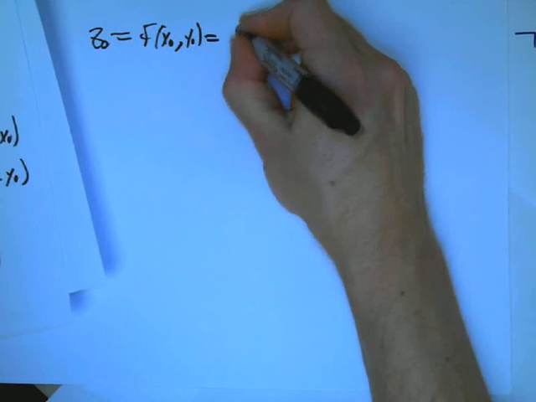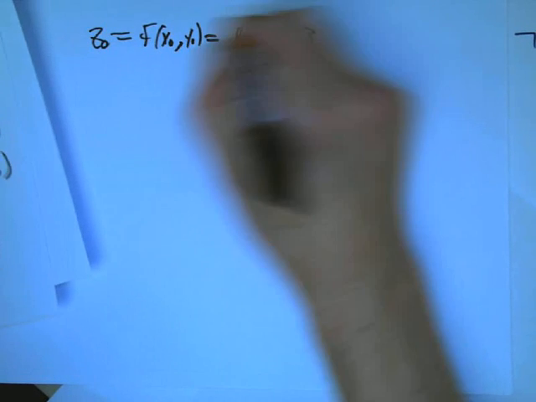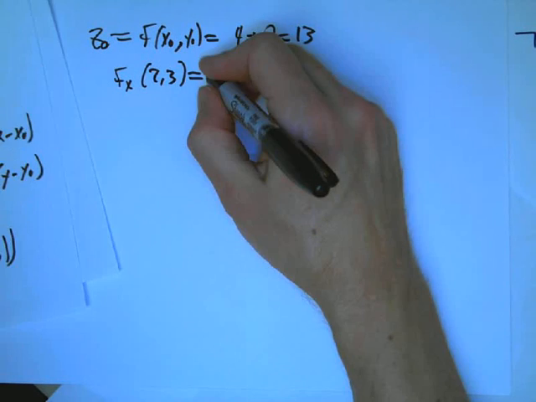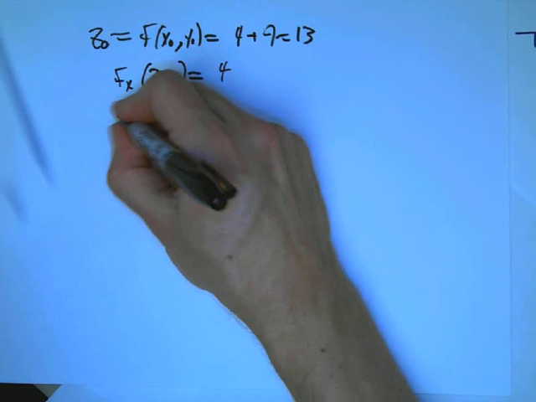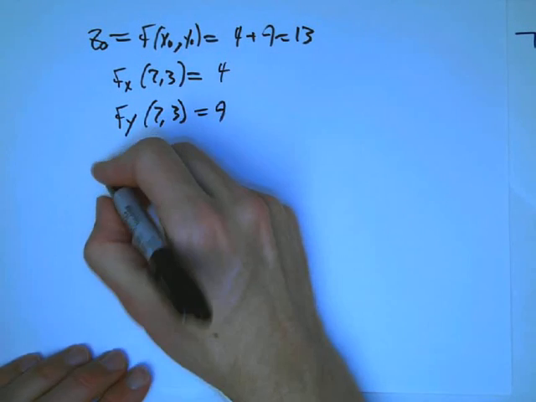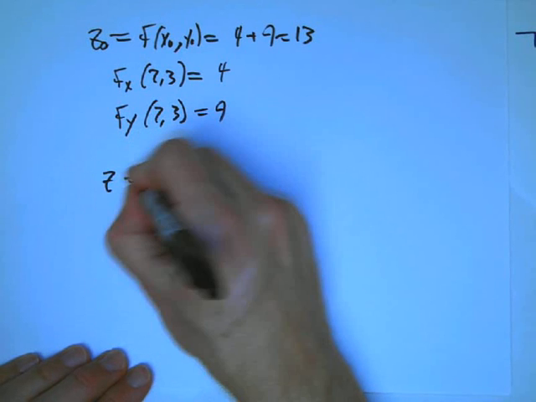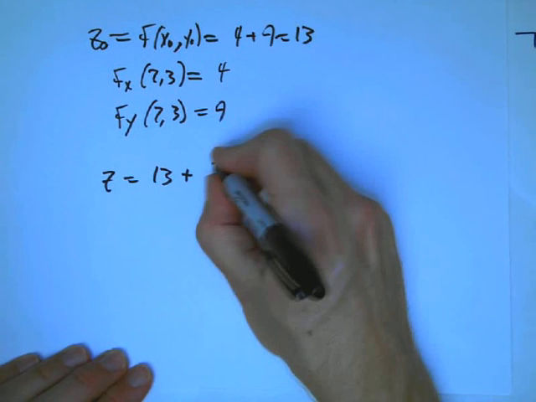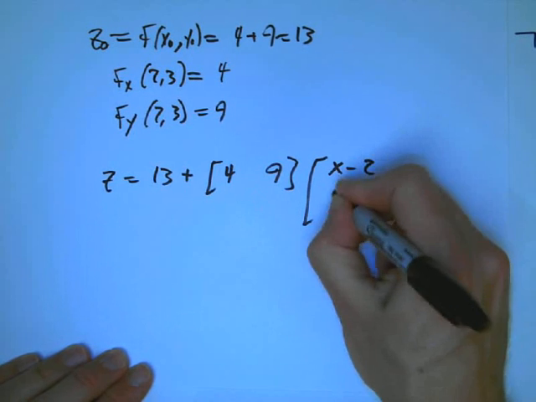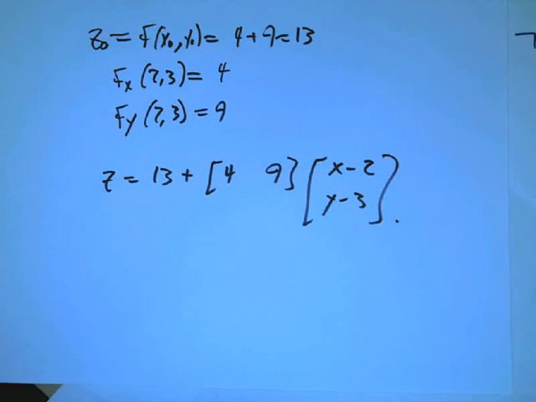So in our example, real quick, we're going to have z naught is f of x naught, y naught is 4 plus 9, which is 13. Fx at 2, 3 is 2x, so that's 4. Fy at 2, 3 is 9, and so we're going to get z equals 13 plus 4, 9. Gotta stop.